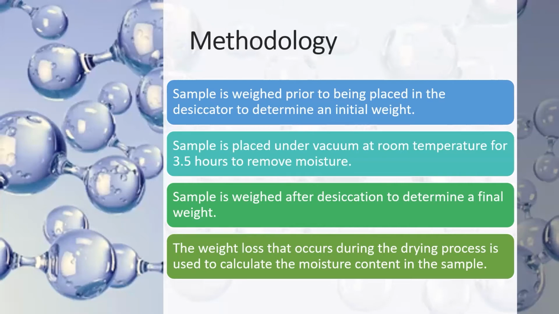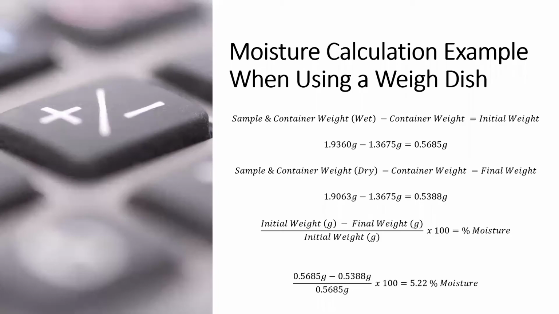Finally, much like the other methodologies, the weight loss that occurs during the drying process is used to calculate the moisture content in the sample. Since the samples are weighed into an aluminum dish and we want to prevent transcription errors from occurring, our formula for the percent moisture calculations are slightly different.